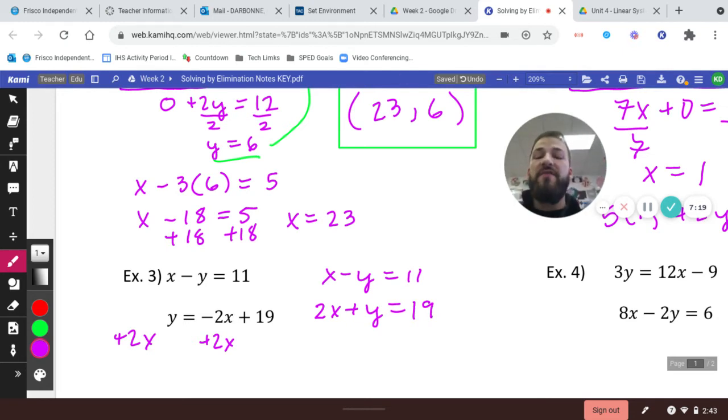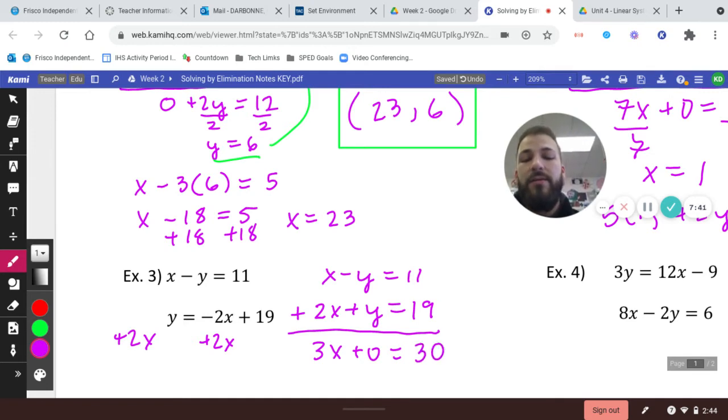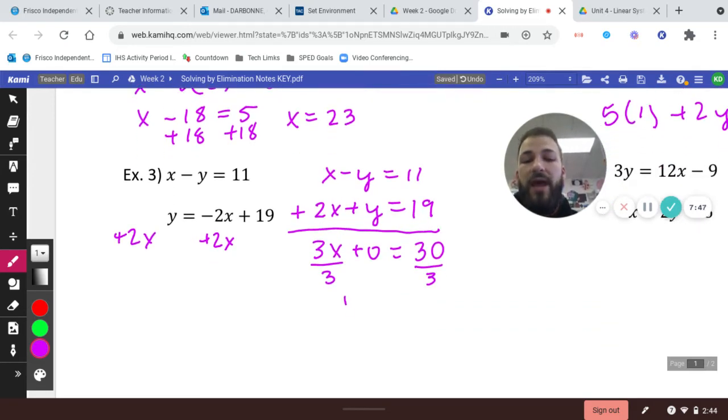Okay, so now that we have everything lined up, I check step 2. Do I have something that's going to cancel out? I do. I have negative y and positive y, so we should be good there. So I can go ahead and do step 3, add them up and get them to cancel out. Okay, so x plus 2x is 3x. Negative y plus y is 0. 11 plus 19 is 30. Then solving for x, divide by 3, and we get x is equal to 10.